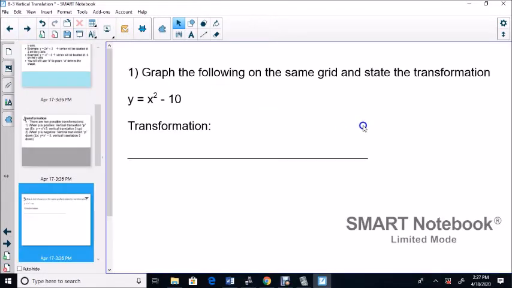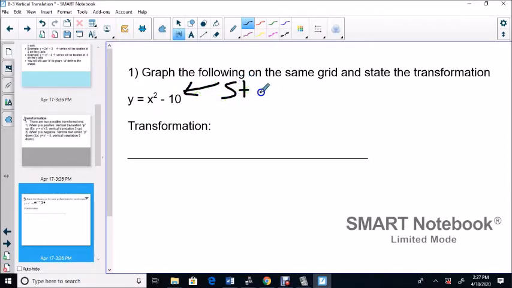And we're going to just jump into these questions right away. So we've got negative 10 at the end. Let's do the transformation later. Let's first graph it. This is what you do. This is the starting point. You start right here. This is your vertex, your start.